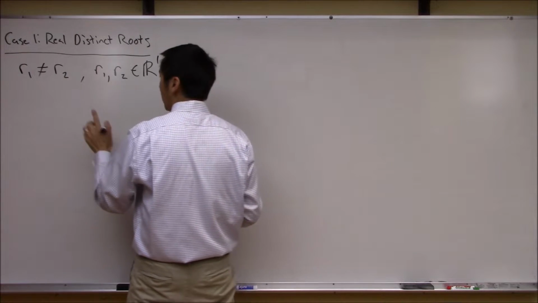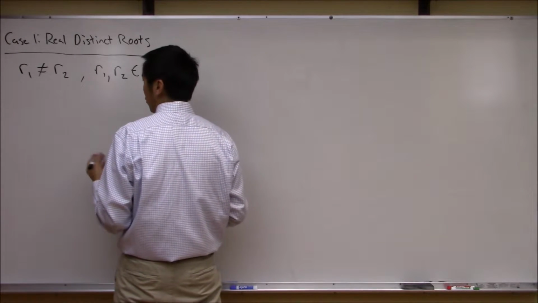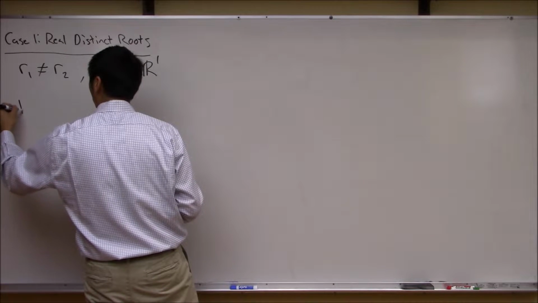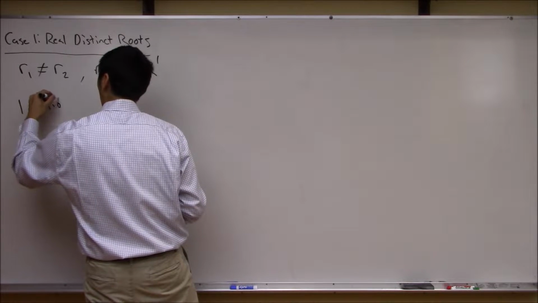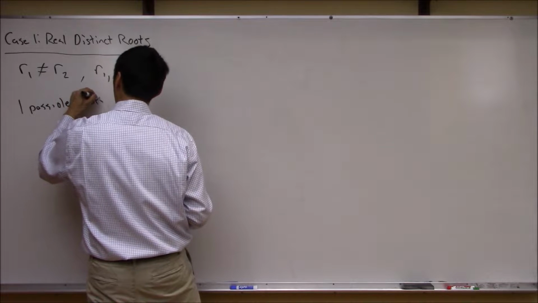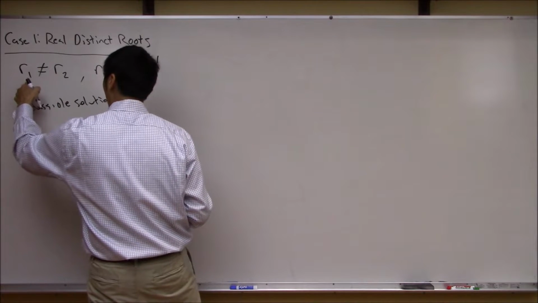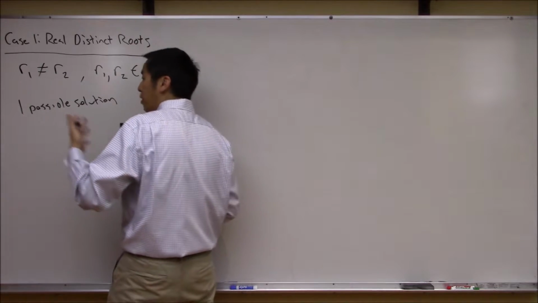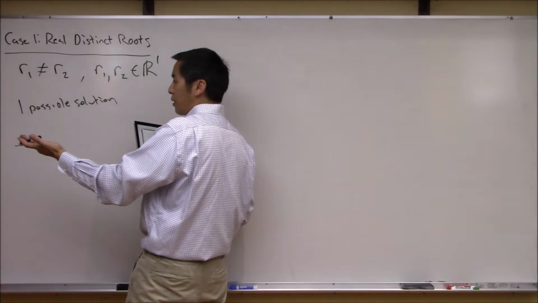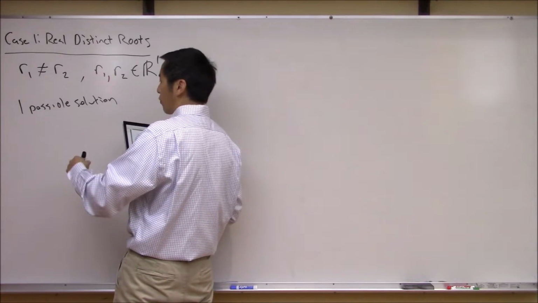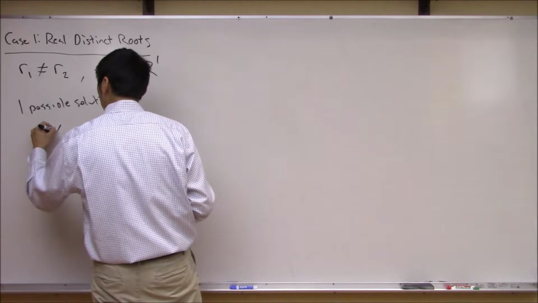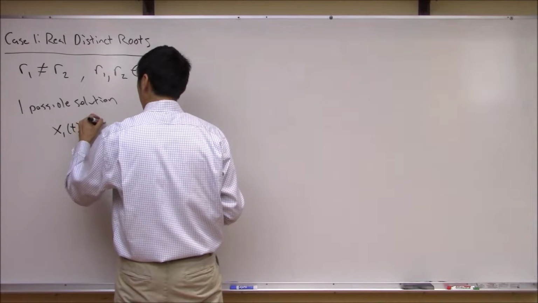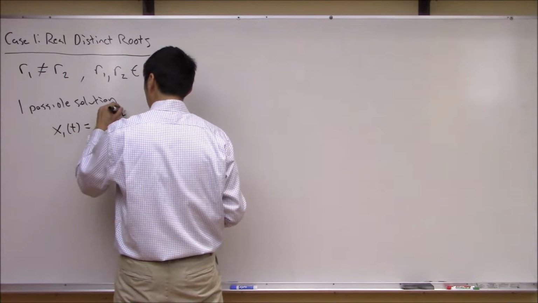So in this case, let's go back to our solutions, and again, let's consider one possible solution. Let's take a look at just using this R1 value, the first root that we get. Maybe it's like the minus b plus square root of b squared minus 4ac all over 2a, right? So one solution, let's call it, how about x1 of t, right? This could be e to the r1t, right?